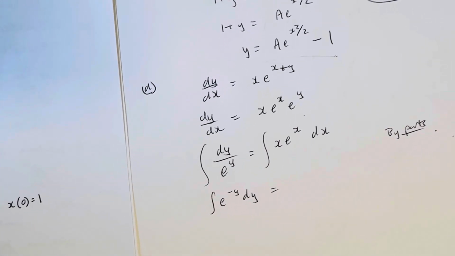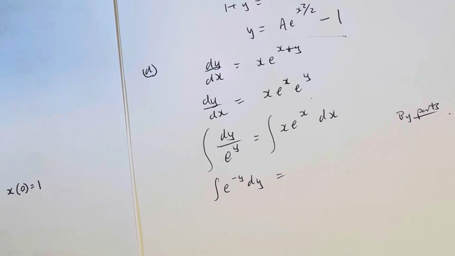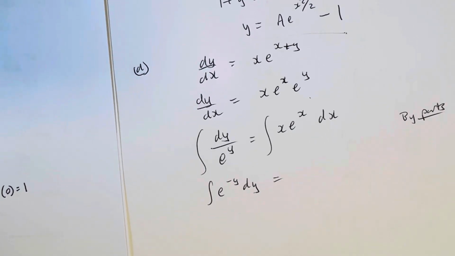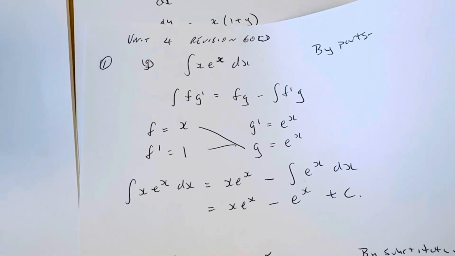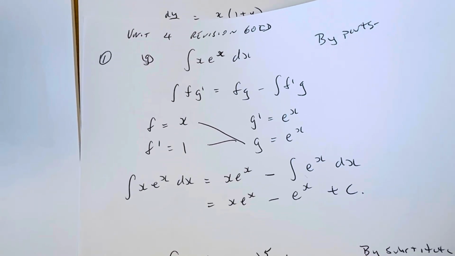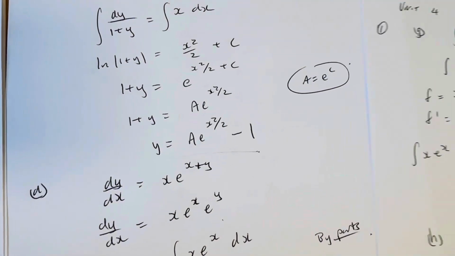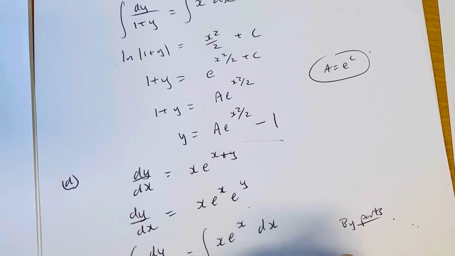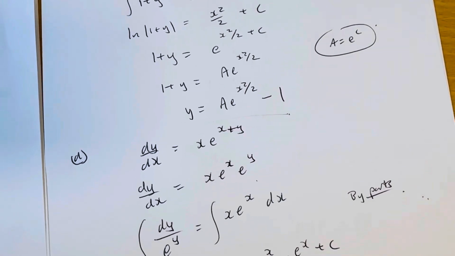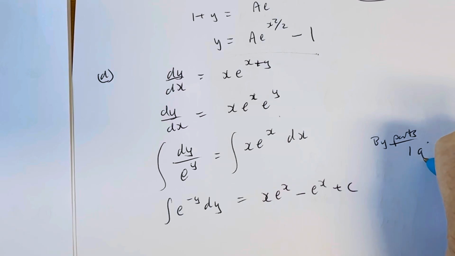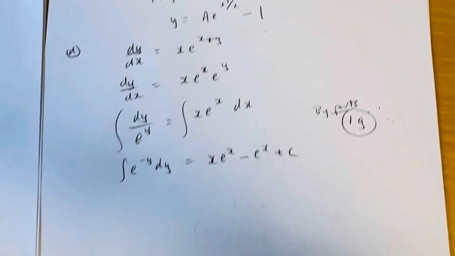Now, we have actually done this earlier when you were working through your revision sheet. So we did this when we did 1G. Because we have done this previously, and you can look back on this video, I'm not actually going to redo it. So it's going to be x e to the x minus e to the x plus c. That is done by parts, and that was in part 1G, if you're looking for the video of how I did that.